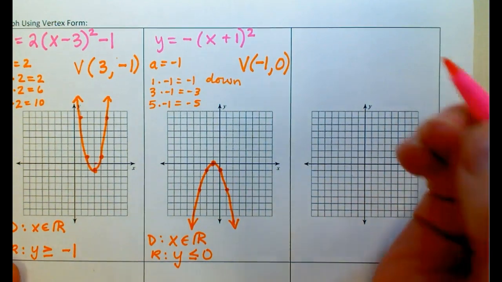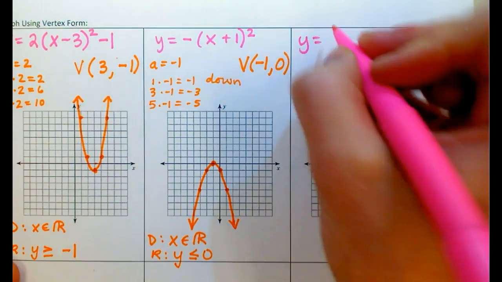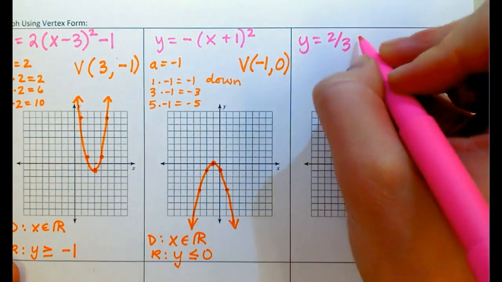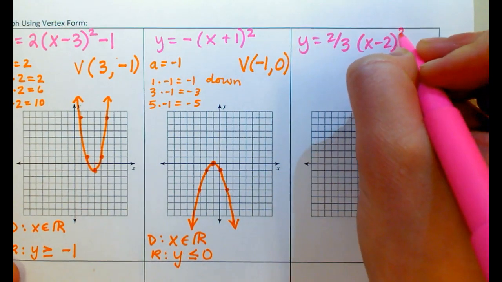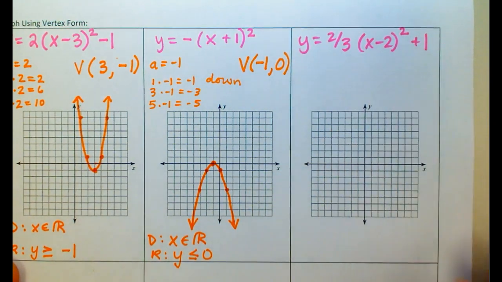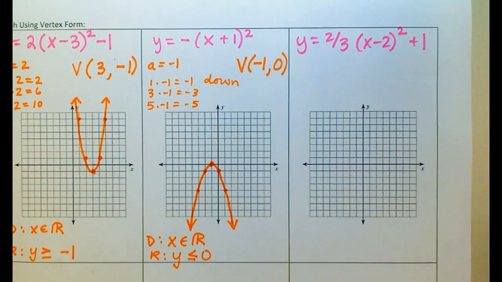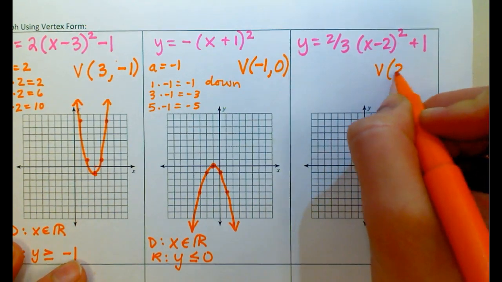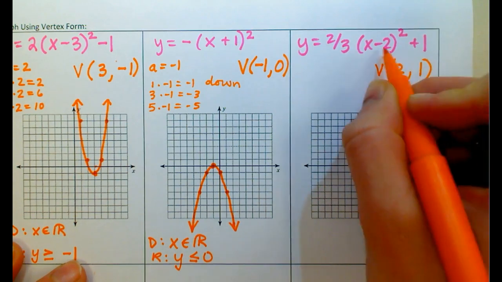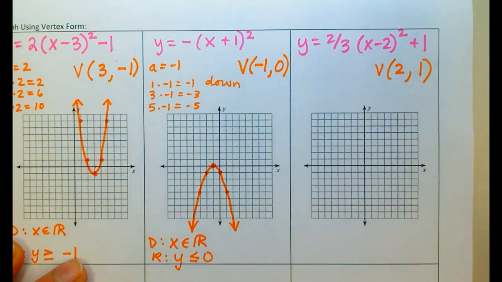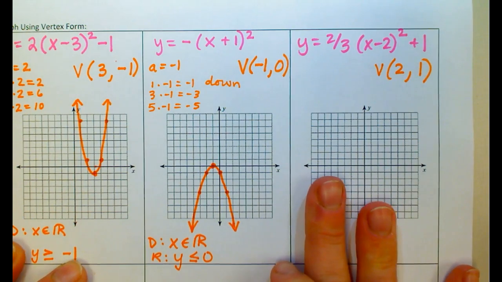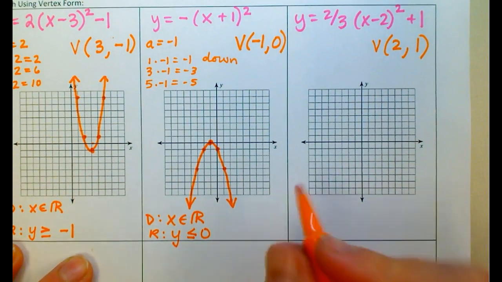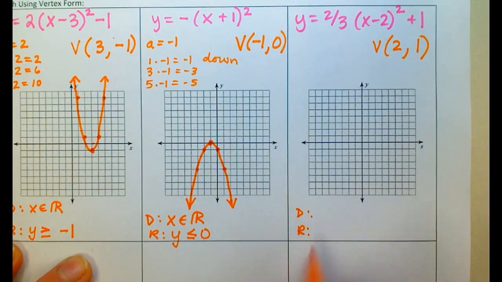The next problem is y equals 2/3 (x minus 2) quantity squared plus 1. Okay, so I'm going to find my vertex. My vertex in this case is +2, +1, since I would go to the right 2, and up 1. Now before we graph this, I'm going to do my domain and range, because you know all of the information you need to know for domain and range.